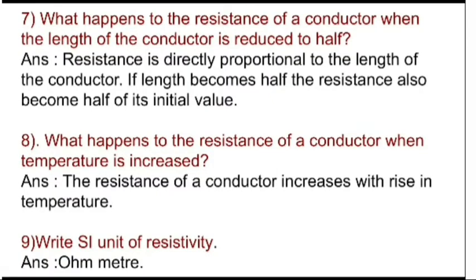What happens to the resistance of a conductor when the length of the conductor is reduced to half? Resistance is directly proportional to the length of the conductor. If length becomes half, the resistance also becomes half of its initial value. What happens to the resistance of a conductor when temperature is increased? The resistance of a conductor increases with rise in temperature. Write the SI unit of resistivity. The SI unit of resistivity is ohm meter.